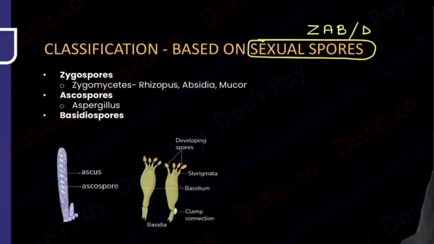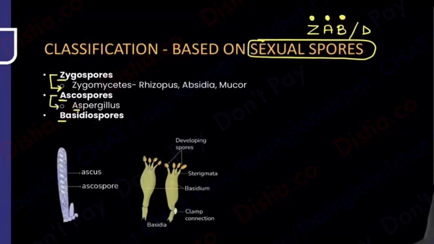Means we are talking about zygospores, ascospores, and basidiospores. So what is ZAB? Zygospores, ascospores, basidiospores. Firstly, no points for guessing that zygospores are seen in which family? They are seen in the zygomycetes family. Yes, and don't worry if you don't know the members of it, we will get to know eventually. So zygospores are present in the zygomycetes family.